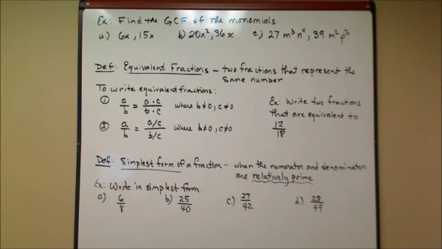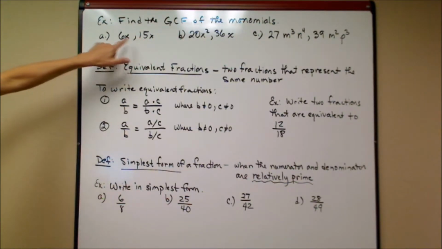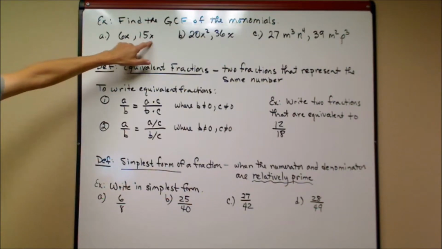Now let's consider this with monomials. Remember, monomials from a previous section we discussed were either numbers, variables, or the product of a number and one or more variables. And that's what I have here. I have some expressions with variables. These are monomials. The number part, remember, is called the coefficient, and that's the variable.